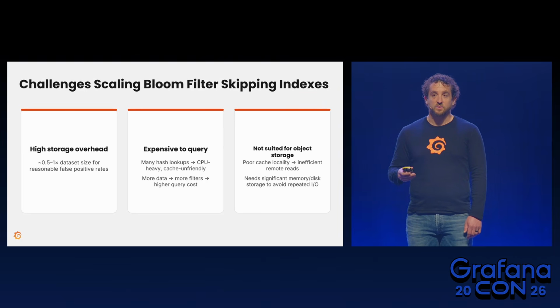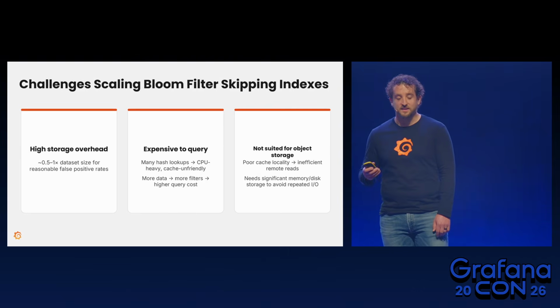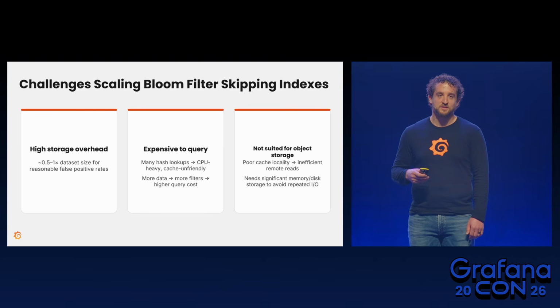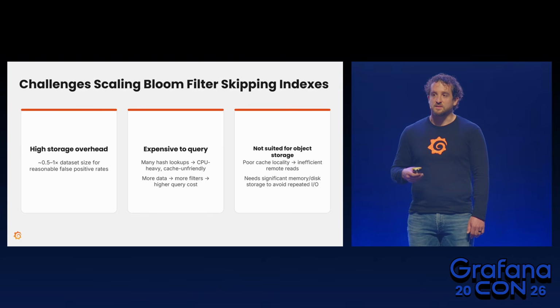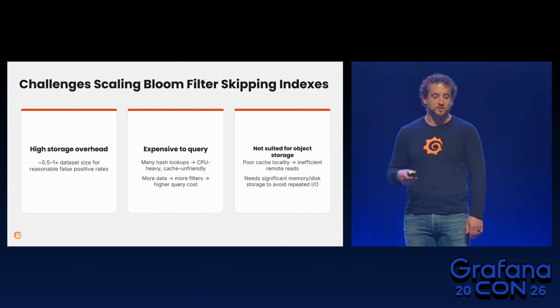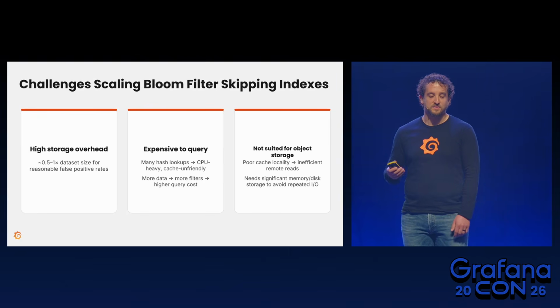They are expensive to query. The random nature and the hash function computations associated with Bloom filters can lead to significant CPU usage, poor cache locality, and then the typical architectures for this type of skipping index will build a Bloom filter per some section of the data. So you end up with a number of Bloom filters to search that's proportional to the size of your data, which means higher query latency with larger amounts of data. So very expensive to query.